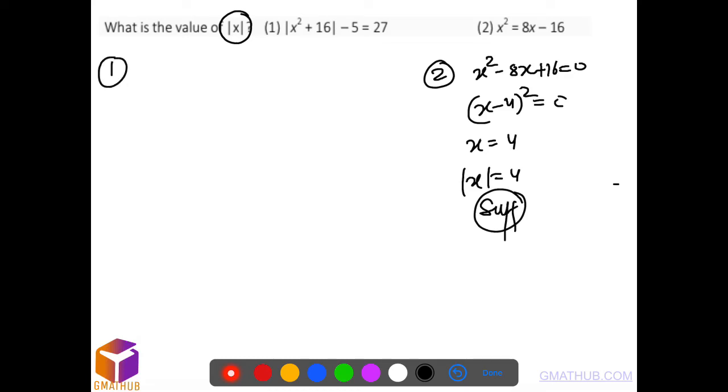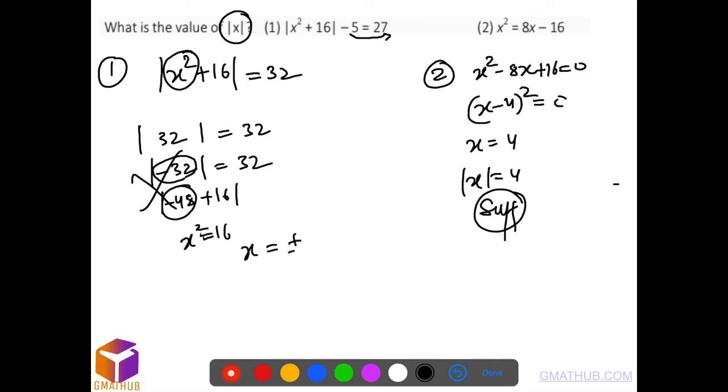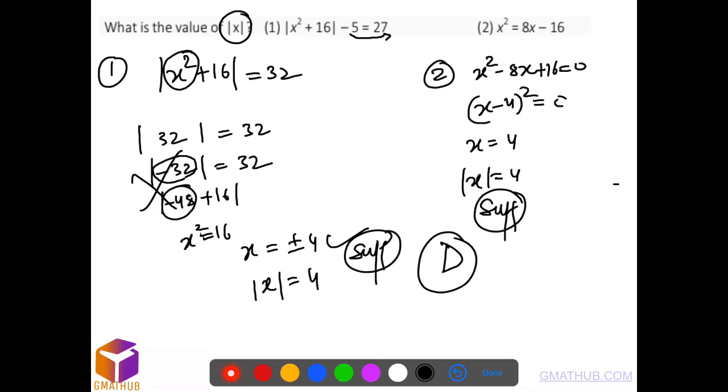First statement, mod of x square plus 16, take 5 to this side. Now see, it could be mod of 32 equal to 32, it could be mod of minus 32 equal to 32. But to make it minus 32, it has to be minus 48 plus 16. X square cannot be negative, so this doesn't exist. So x square is equal to 16 and x is equal to plus minus 4, but mod of x will be equal to 4 only. This is also sufficient. D is your answer.